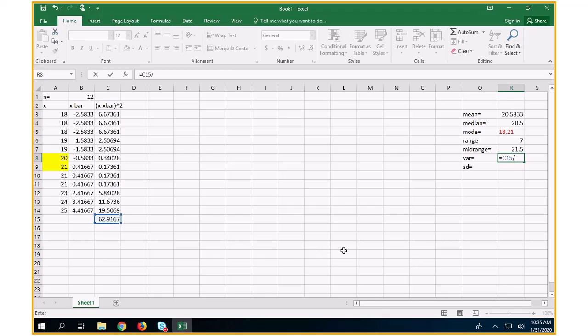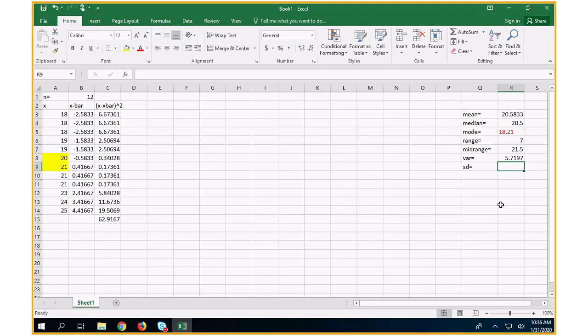Divide by, I'm gonna do the denominator for y'all. 11. I did it for y'all. I did that calculation. Where did I get 11 from? 12 minus 1, n minus 1. Read the formula. And there's your variance, which is useless.